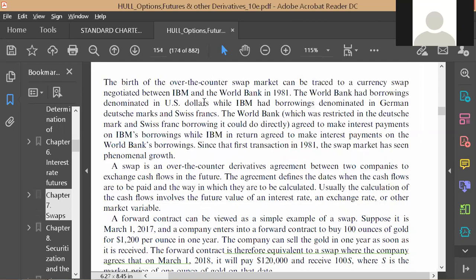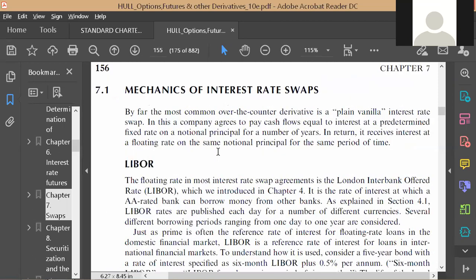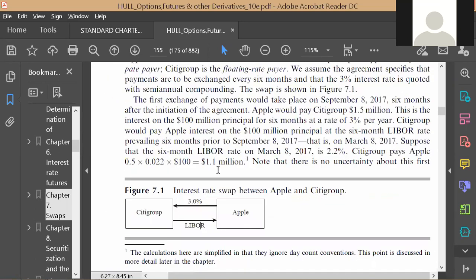World Bank had borrowings in US dollars. IBM had borrowings in Swiss francs and Deutschmarks, etc. So IBM agreed, World Bank agrees to make payments on IBM's borrowings in these European currencies, and IBM agreed to make payments in US dollars. So this is the first swap transaction. That clearly featured two different currencies, two different currencies on the two legs.